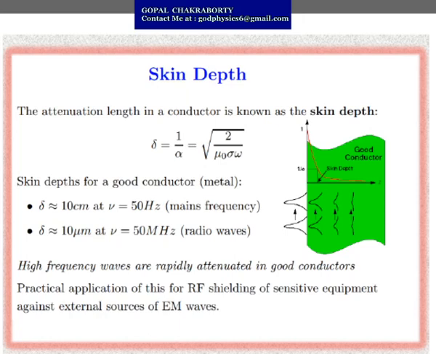The skin depth for a good conductor, that means for all metals, is delta equal to 10 centimeters at 50 hertz, that is the mains frequency, and delta equal to 10 micrometers, which is very small, at 50 megahertz radio waves. The expression of delta equals 1 by alpha, that means it has the value under root 2 by mu naught sigma omega. So high frequency waves are rapidly attenuated in good conductors. A practical application of this is RF shielding of sensitive equipment against external sources of electromagnetic waves.